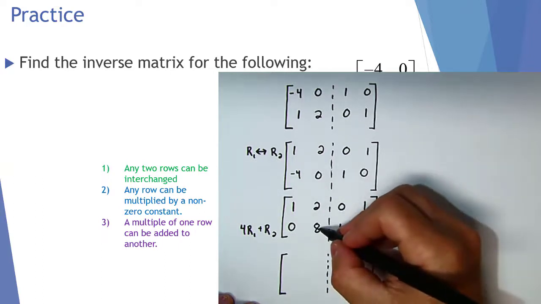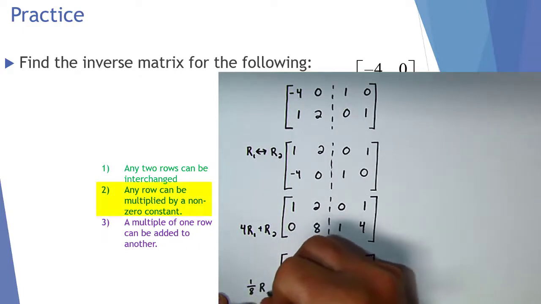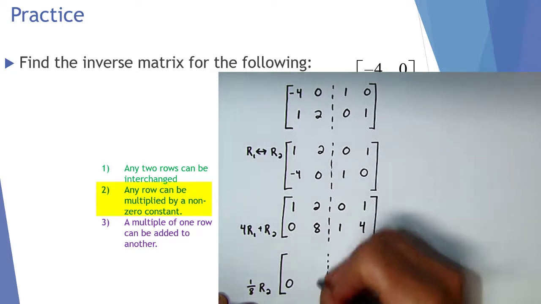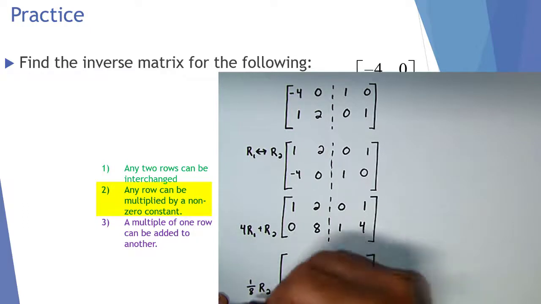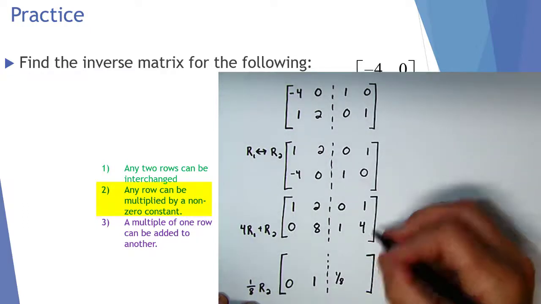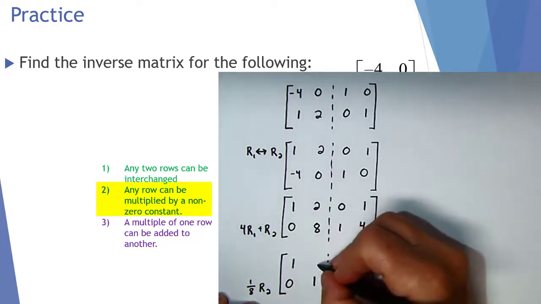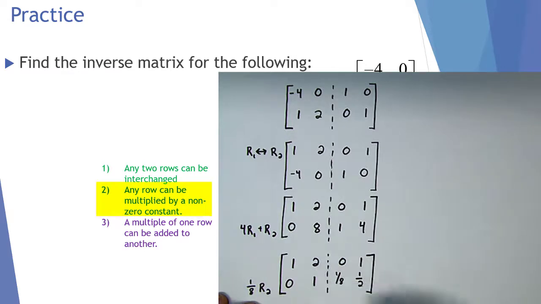We want to get a 1 in this position, and so really the only way to do that is to multiply row 2 by 1/8. So 1/8 times 0 is 0. 1/8 times 8 is 1. 1/8 times 1 is 1/8. And 1/8 times 4 is 4/8, but that reduces to 1/2. We're not going to change row 1 at all. And so we're almost there. We just need that 0 in the top right spot.